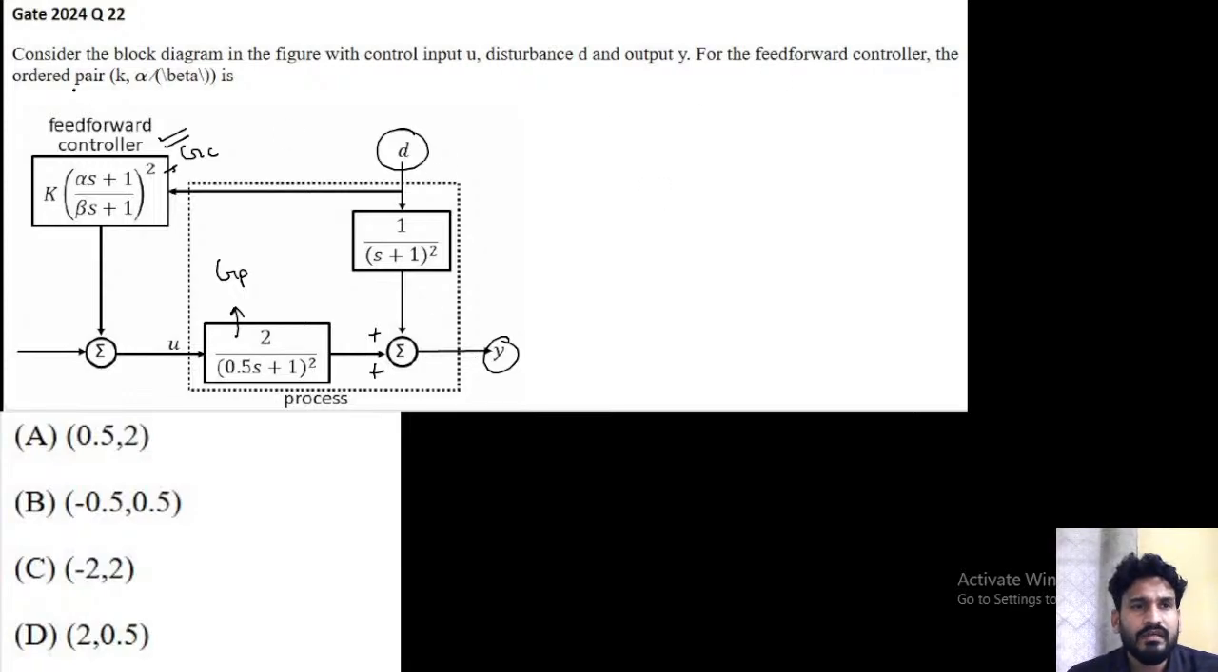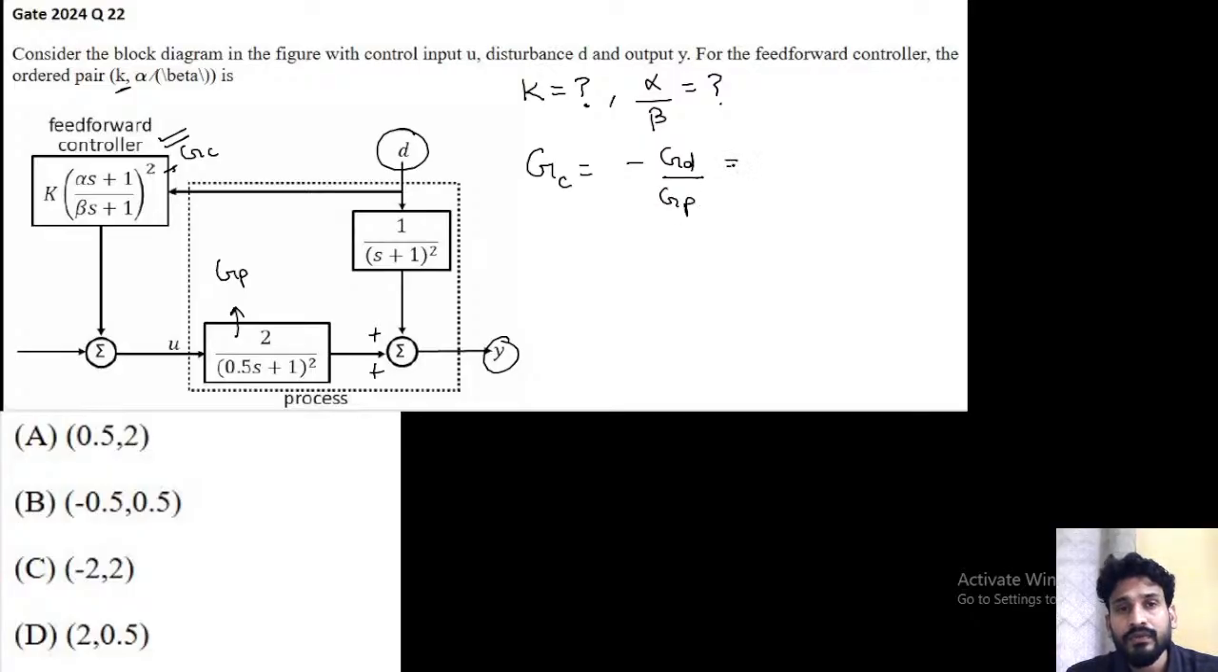I have to find out the value of K. What is the question? I have to find out the value of K and alpha divided by beta. It is very simple. Find out the transfer function for the controller and compare the values. After comparing, find out the value of K, alpha, beta, and calculate the required parameter. No problem at all. So again, what is my controller transfer function? It is equal to minus GD divided by GP, and everything is given to you.